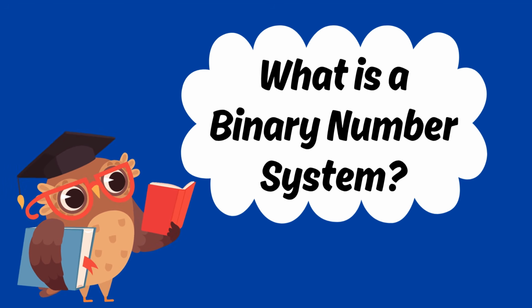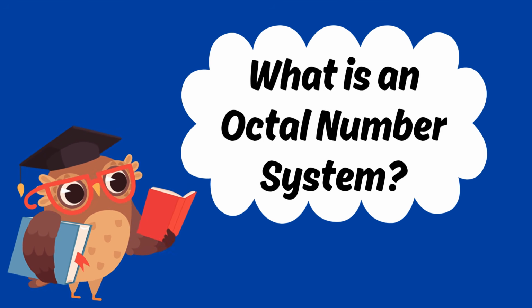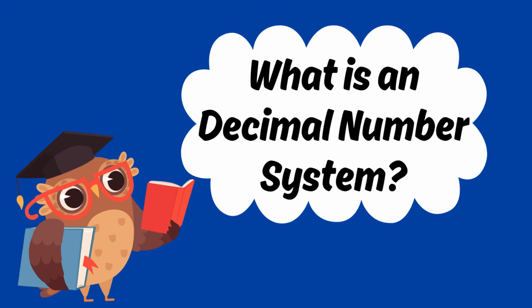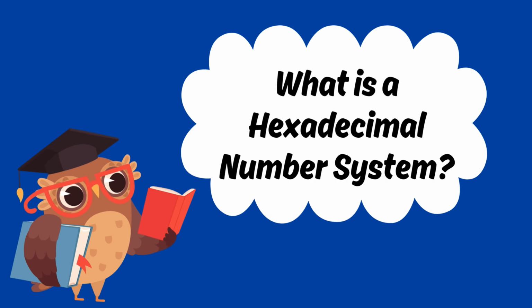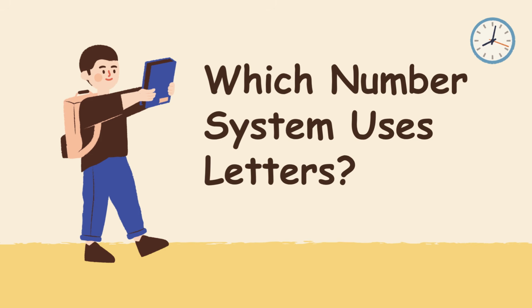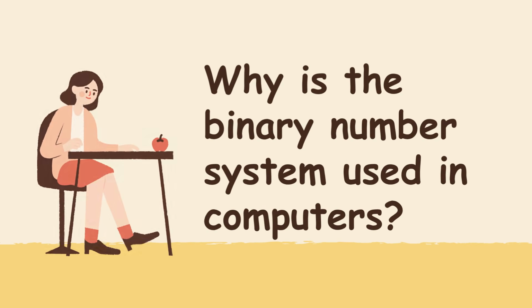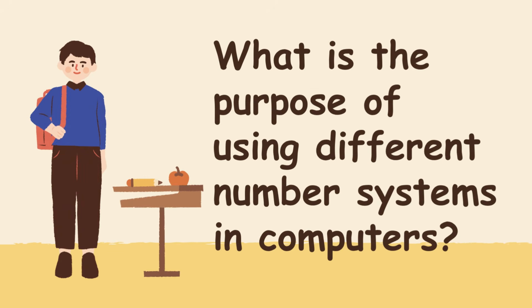What do we mean when we talk about the binary system? How do we define the octal system? What is the decimal system that we use every day? And finally, how do we describe the hexadecimal system? Now, which number system uses letters? Why is the binary number system used in computers? How many unique digits does the decimal number system use to represent all the numbers? And what is the purpose of using different number systems in computers?